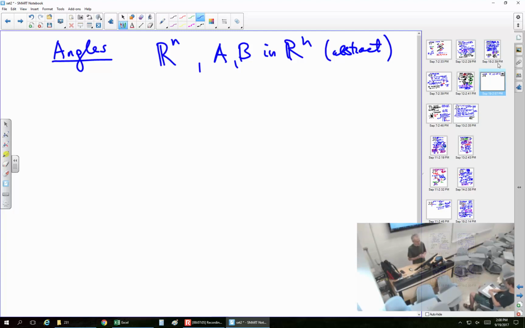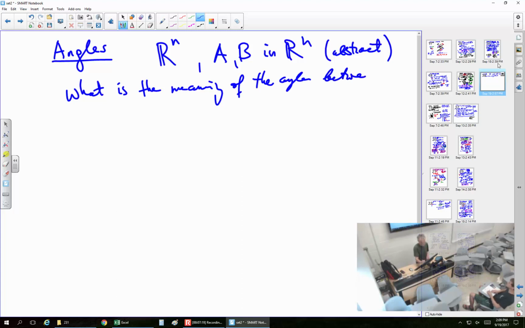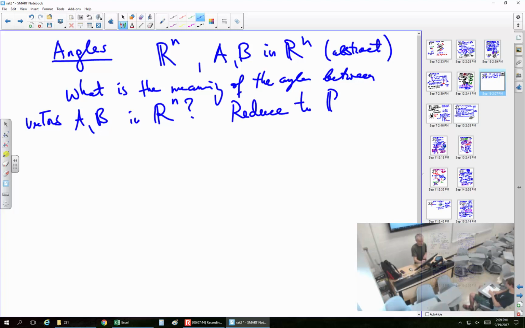So what is the meaning of the angle between the two vectors A and B in Rn? And the answer is you don't want to really come up with some wild ideas. You just reduce the new problem Rn to a known problem, and that is actually not even R3, it is R2. So the answer is reduced to R2.